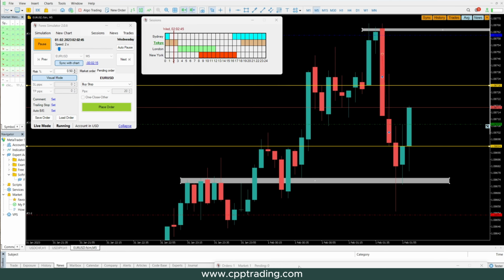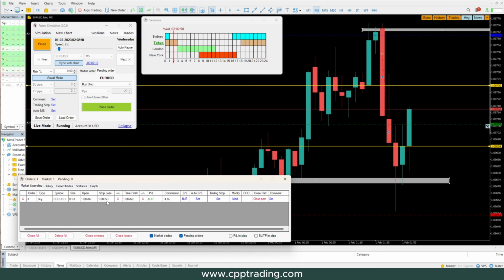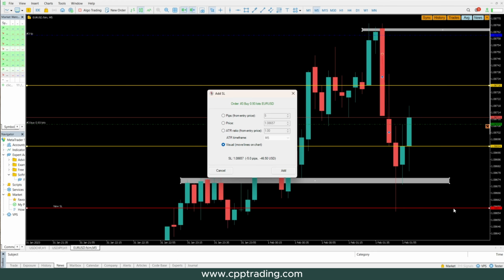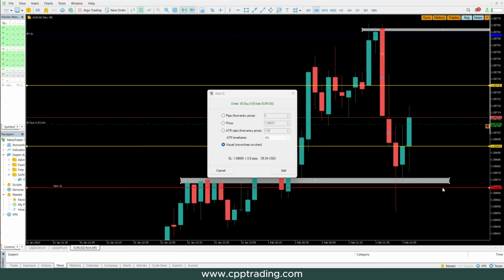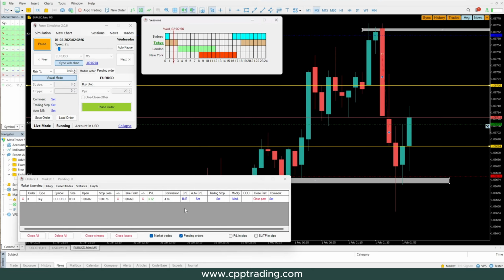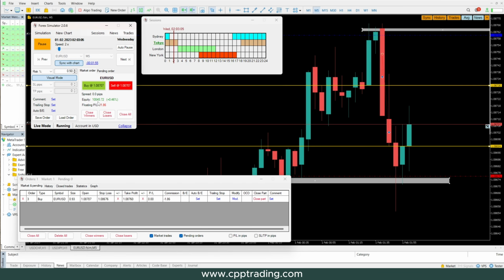Now it's time to move our stop. Stop loss, delete, add a new stop loss. We'll move this up. It should now respect the low of this current candle. See, now we're only risking $28 instead of 50. We've been risking 0.5% on a $10,000 account. So we're only risking $28 if you get stopped out.